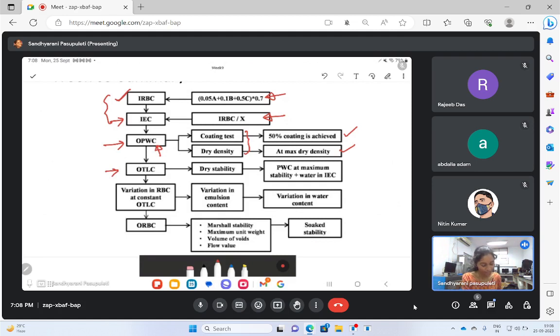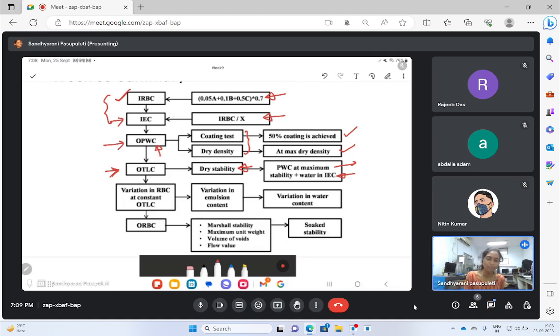In order to finalize that, we need to perform the Marshall stability. The pre-wetting water content at maximum stability plus the water in the emulsion, so the total liquid content is nothing but the pre-wetting water content plus the water content in the emulsion. And how do we finalize this optimum total liquid content? We calculate the density curve by changing the water content. The content corresponding to the maximum dry density would be the optimum total liquid content.